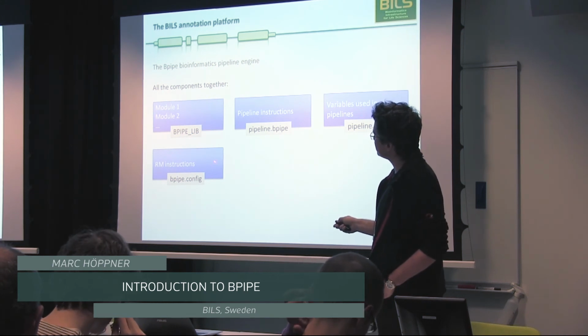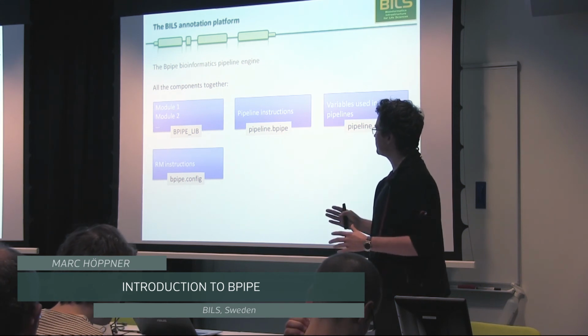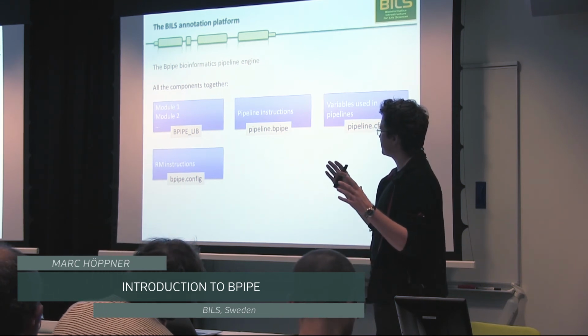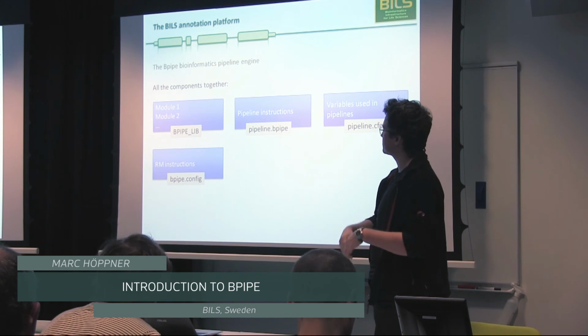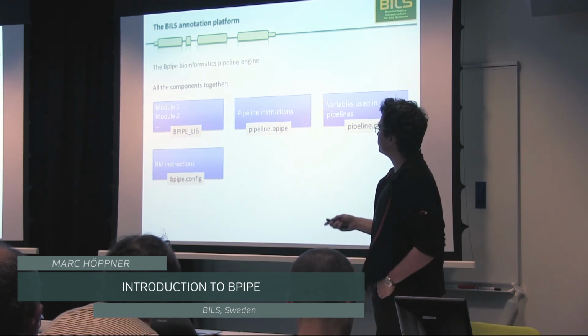And finally, Bpipe has a very separated way of interacting with queuing systems, so you can have the same pipeline with the same modules running on Slurm, LSF, or whatever, just by changing this single file for your pipeline.